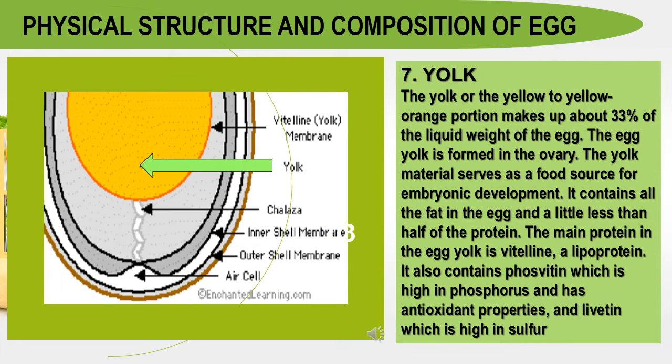And lastly, the yolk. The yolk, or the yellow to yellow-orange portion, makes up about 33% of the liquid weight of the egg. The egg yolk is formed in the ovary. The yolk material serves as food source for embryonic development. It contains all the fat in the egg and a little less than half of the protein. The main protein in the egg yolk is vitellin, a lipoprotein. It also contains phosphatide, which is high in phosphorus and has antioxidant properties, and lecithin, which is high in sulfur.